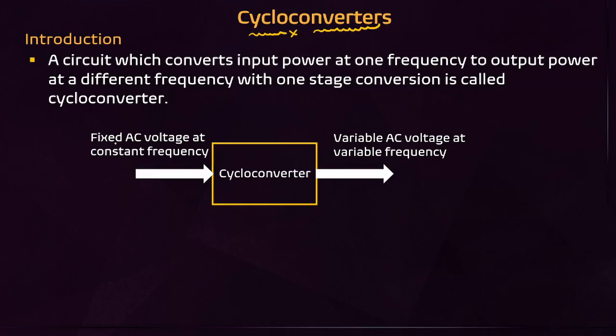What do you mean by cycloconverters? The static power electronic circuit which converts AC to AC with variable voltage and variable frequency. In a cycloconverter, at the output side the voltage is variable, and the frequency is also variable. We can step up the frequency or step down the frequency. That is very important. Both step up and step down operation is possible in cycloconverters.